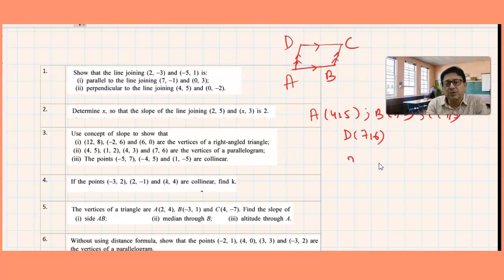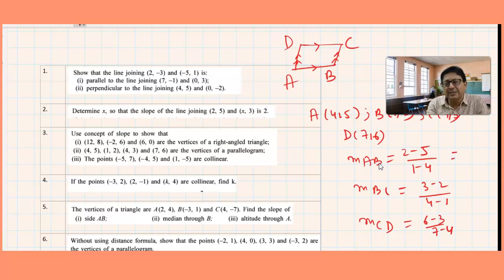So let us calculate slope of AB. Slope of AB is what? 2 minus 5 by 1 minus 4. Slope of BC is 3 minus 2 by 4 minus 1. Slope of CD is 6 minus 3 by, so this is going to be minus 3 by minus 3, 1. This is 1/3. This is 3 by 3. No, this is 1. So we found slope of AB, BC, CD, and then let us find slope of DA.